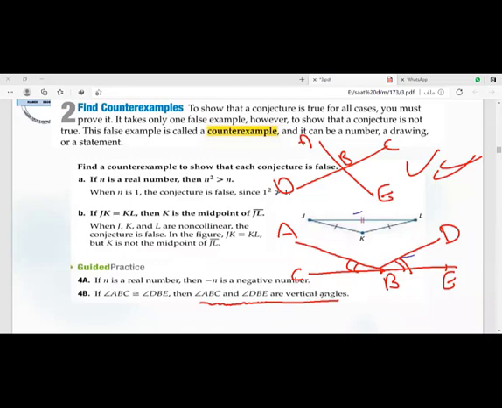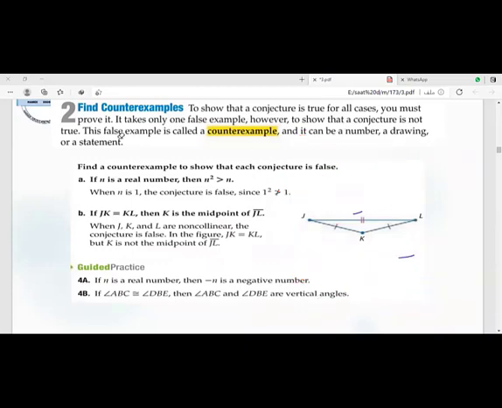Another example: if you sleep early, you will wake early. For this example, you can give a counterexample. Yesterday, I slept early, but I woke late. This is a counterexample. So a counterexample is a false example.